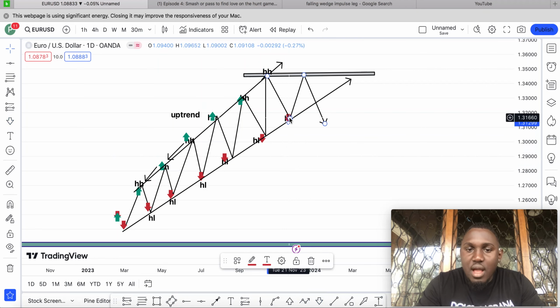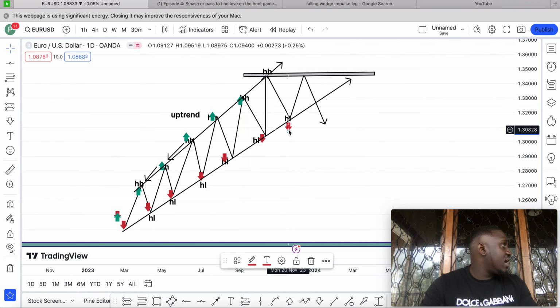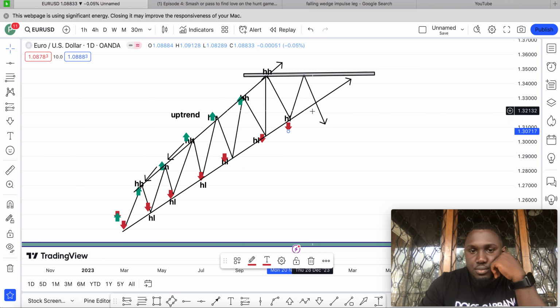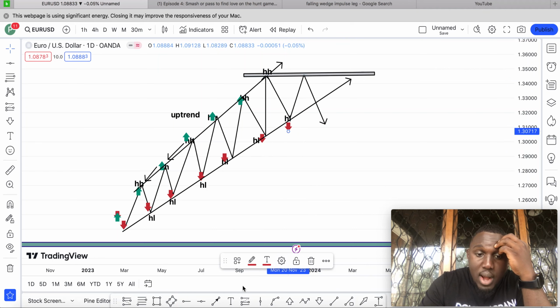But then something happened, guys. We need to take this topic very gently, all right? Even if you take your time, sit for an hour watching this, and then you get it, it's going to be for life, all right? Something happened here. And the next higher high was supposed to be created, but instead, it created what they call equal highs.